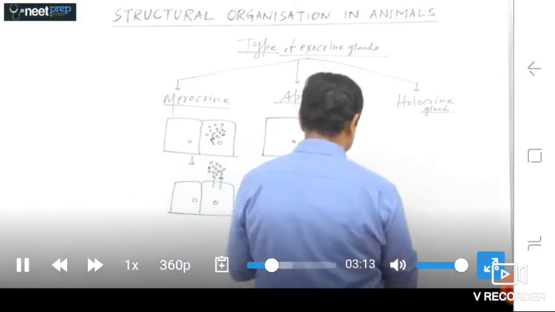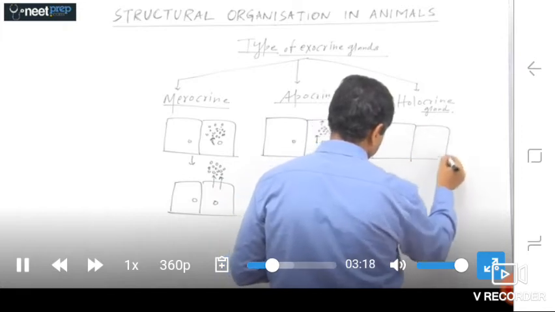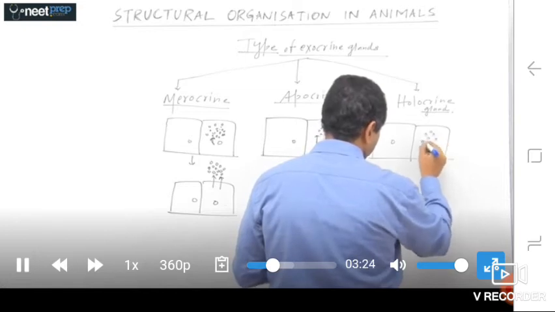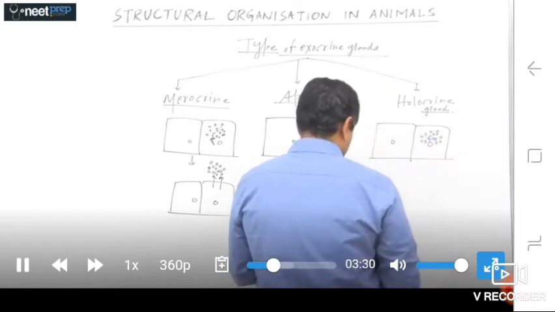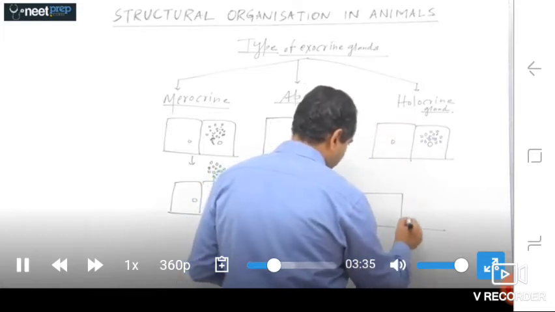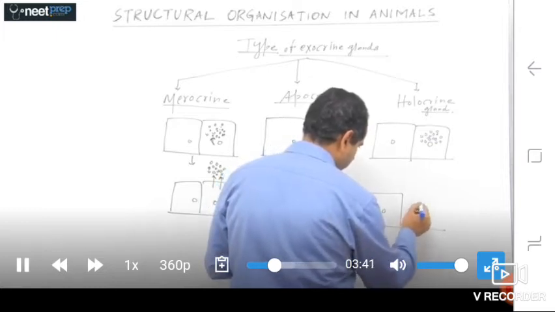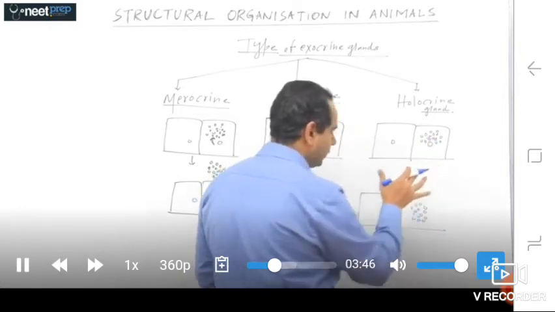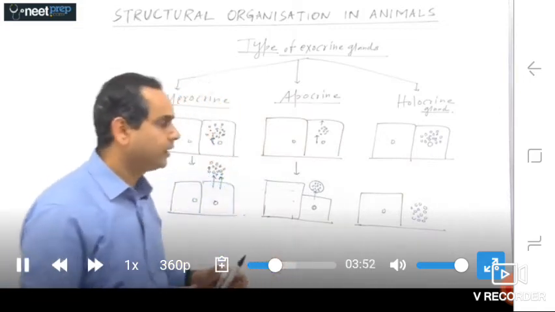And if the structure is like this, first of all, secretions get accumulated here inside the cells only, and after the secretory activity, what happens? Complete cells get ruptured and only the secretions remain here. Complete rupturing of cells takes place for the release of their secretion, and this is the part of holocrine gland.